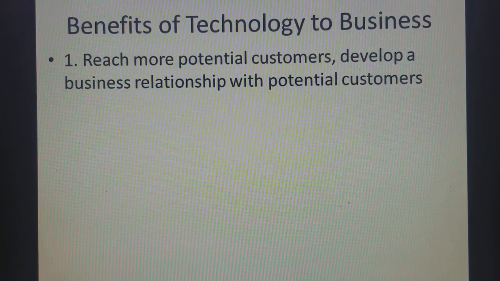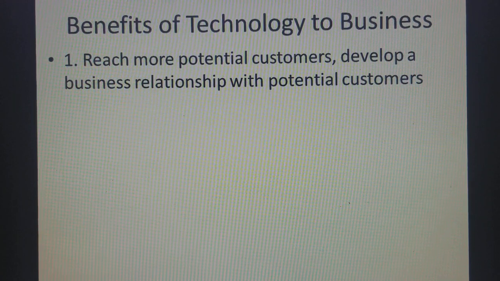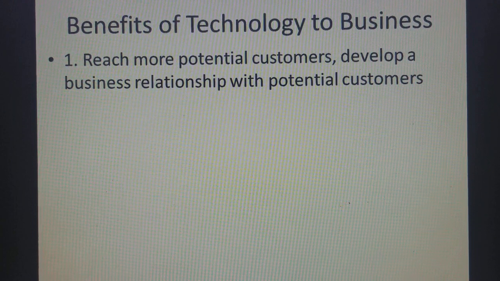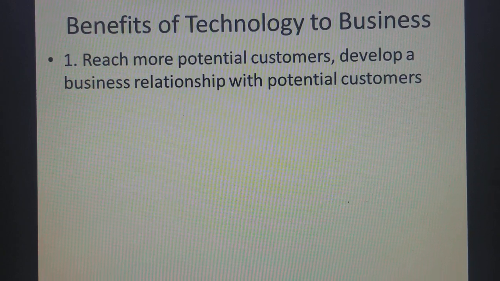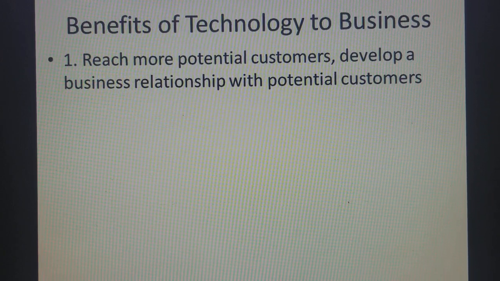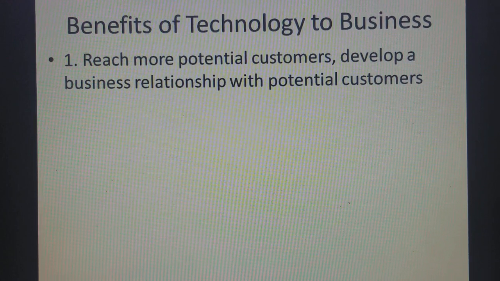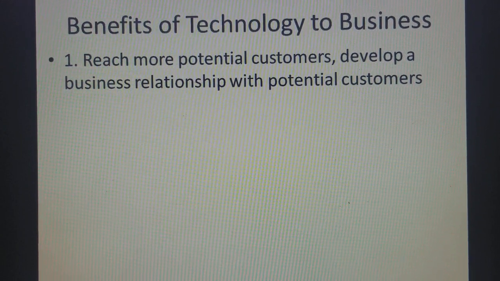Benefits of technology to businesses. One, the business is able to reach more potential customers and develop a business relationship with them. So they are able to reach their customers easier, and of course they can now have a better relationship with their customers.